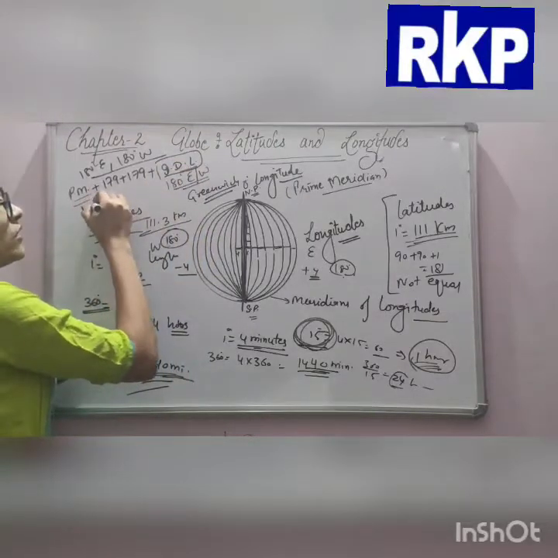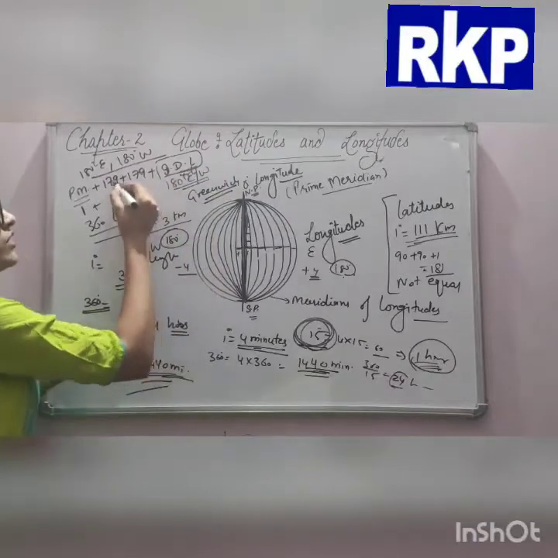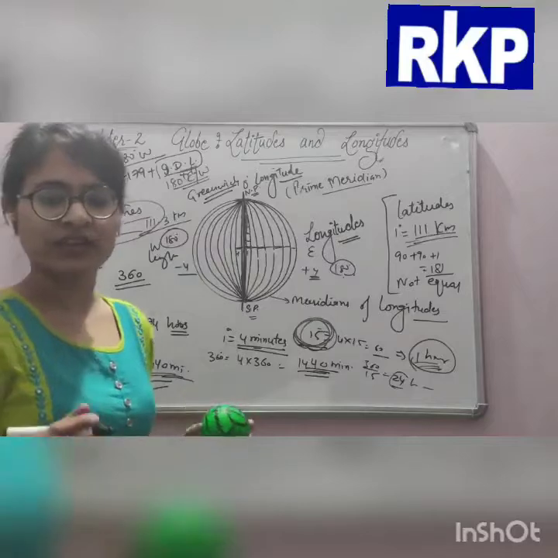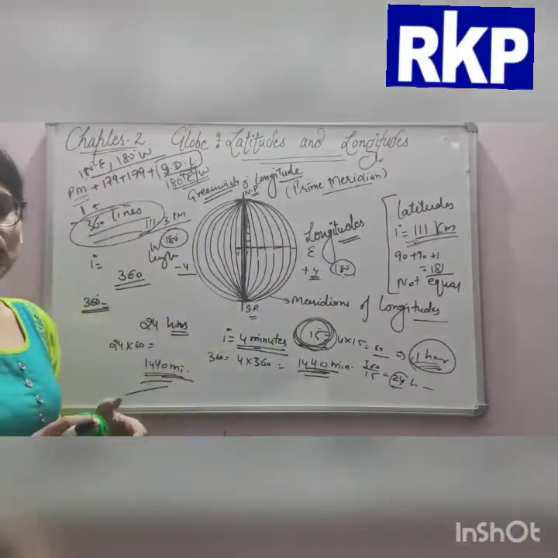So this is 1, and this is 1. So 179 and 1, 180. So there are how many lines? Obviously there are 360 lines. Okay, I hope this topic is clear to you all.